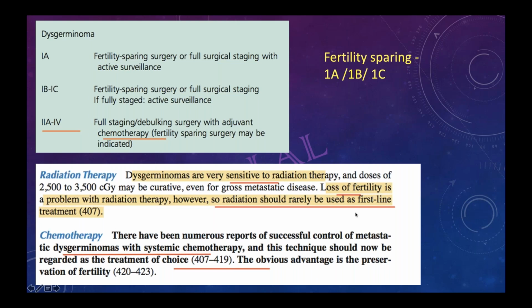So if the patient is a young patient having this dysgerminoma, we will not give them radiation as an option because of the fertility issue, though it's a radiosensitive tumor. So you will find a question from here: which tumor is radiosensitive? Answer is dysgerminoma.